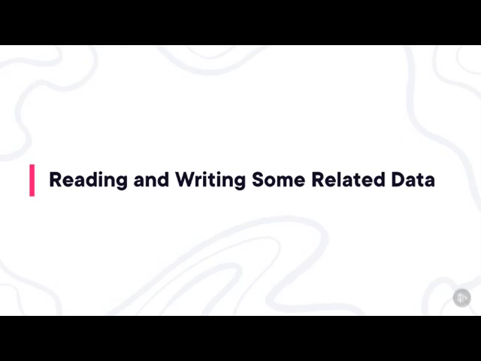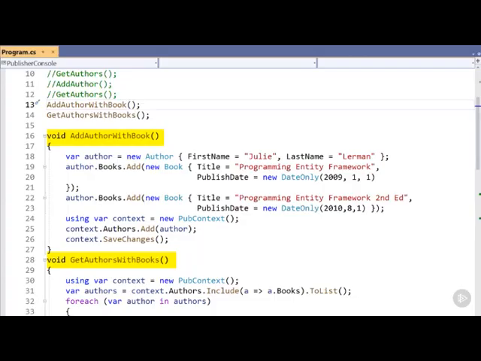I thought it would be interesting to get a quick look at the relationship in our little model, the books written by authors. So we'll do a bit of work with that to get a taste of it before we dig into relationships more deeply later in the course. I've modified the program file with two new methods, AddAuthorWithBook and GetAuthorsWithBooks. So we'll add a new author with their books as opposed to adding books to some of the existing authors.